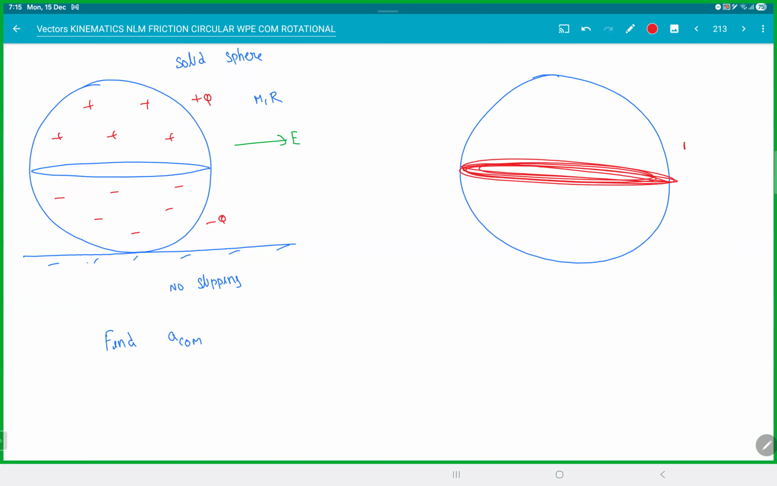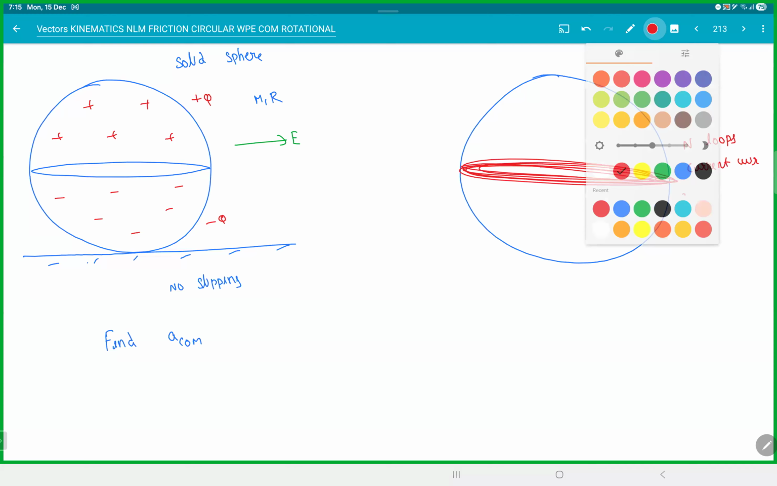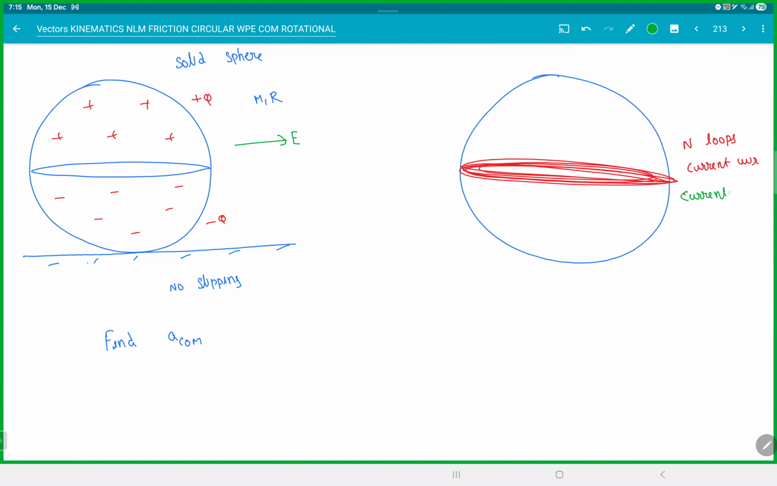So this is an N loop current wire. Current is equal to I. And someone switched on a horizontal magnetic field B. Mass m, radius r, solid sphere. Same thing I can ask you. Find the acceleration of center of mass. If it is an advanced question, I would have asked you to find the angular velocity of the cylinder as function of time t. You can ask even more, but let's get these two. Electrostatics, magnetism.